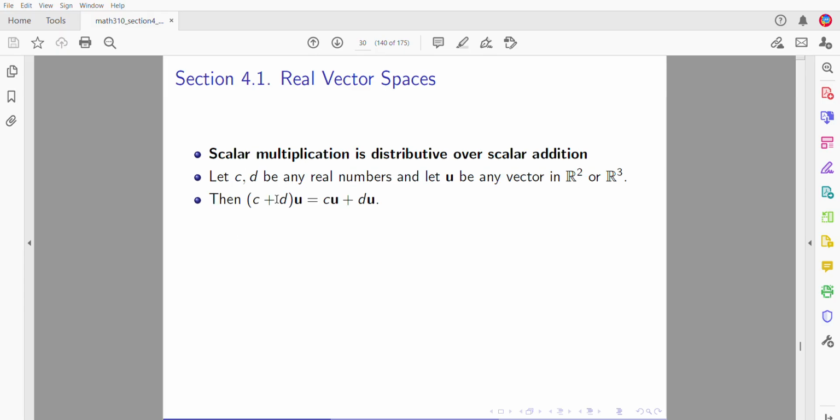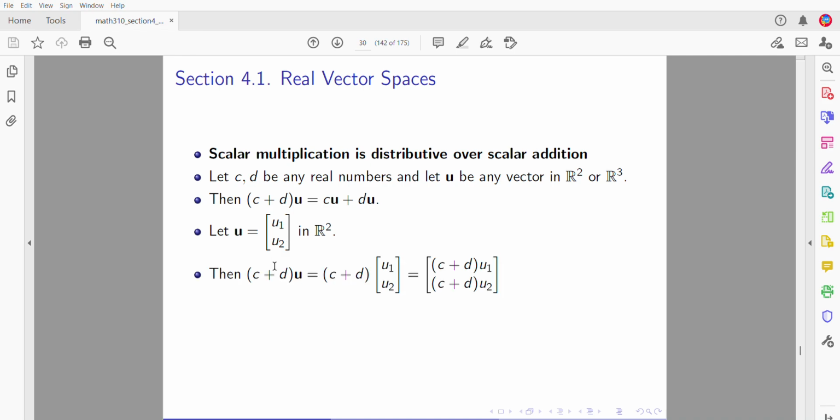Add the two scalars first and then multiply to the vector. You should get distribution, C times U and D times U. So let's prove this. Let U equal the vector U1, U2. Then C plus D times U, that's one scalar, multiplies to each component, U1 and U2.